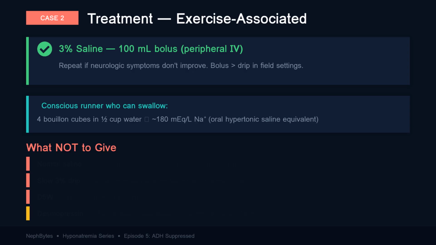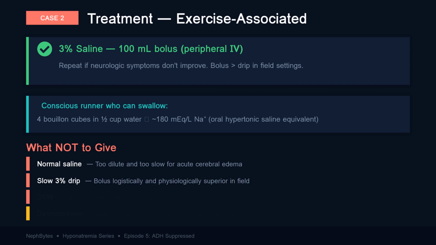What you do not give: normal saline, which is too dilute and too slow to reverse cerebral edema in an acute symptomatic patient. A slow infusion of 3% saline, in a field setting with an unstable patient being transferred, a bolus is logistically and physiologically superior to a drip. And 5% dextrose would obviously make things significantly worse. Desmopressin has no role here either. ADH is already suppressed. There's nothing for desmopressin to add.